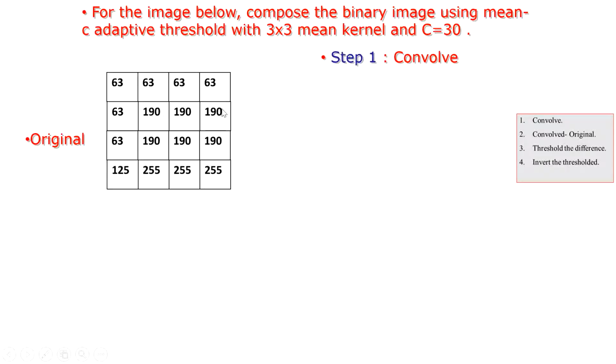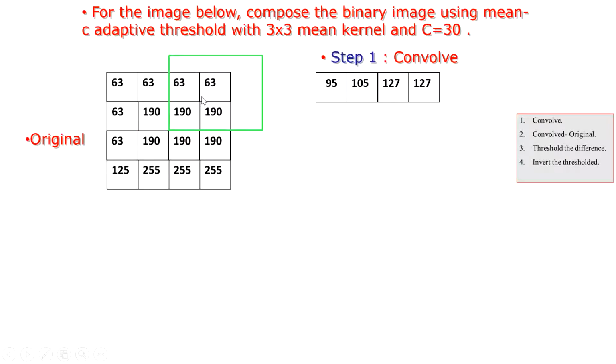So now for this image, let's say we define the kernel 3 by 3. For this particular region, the mean will be 63 plus 63 plus 63 plus 190 over 4, so you will determine the output of 95. Next, we slide the kernel to the next area. The same thing: 63 plus 63 plus 63 plus 63 plus 190 plus 190 over, in this case, 6, you will obtain 105. We move to the next part, you have 127, and then the final part you have 127.